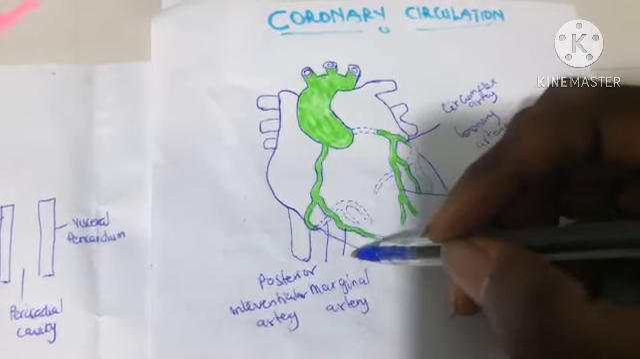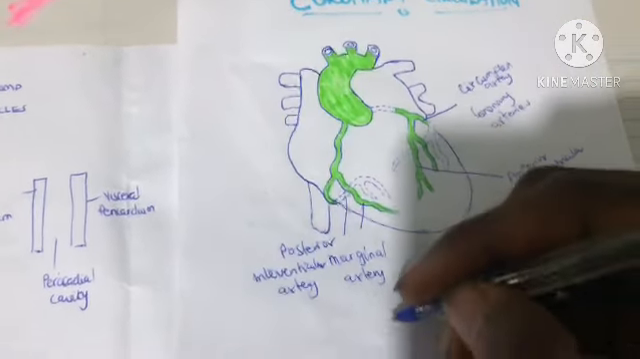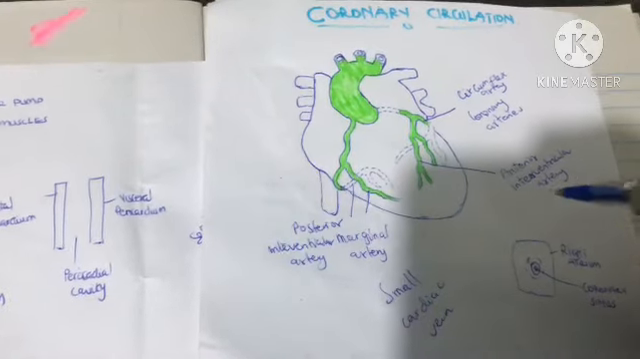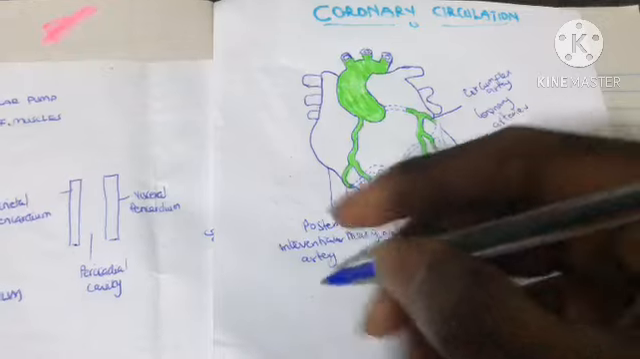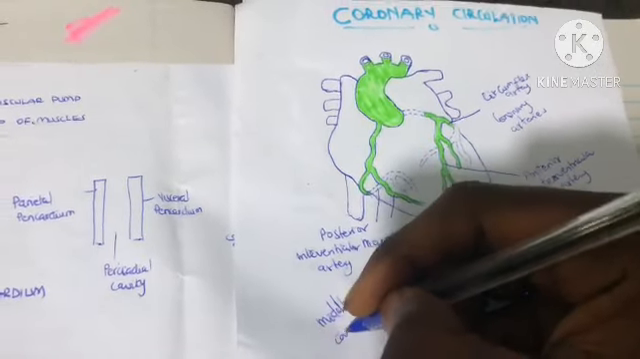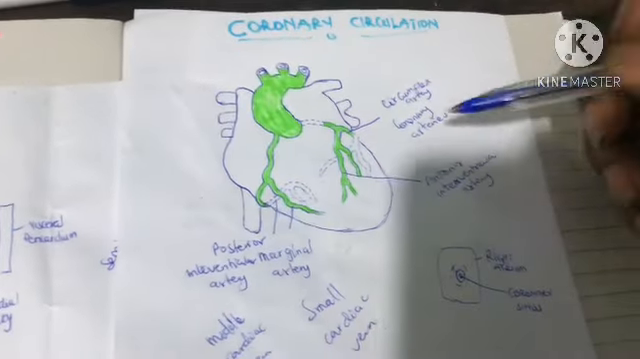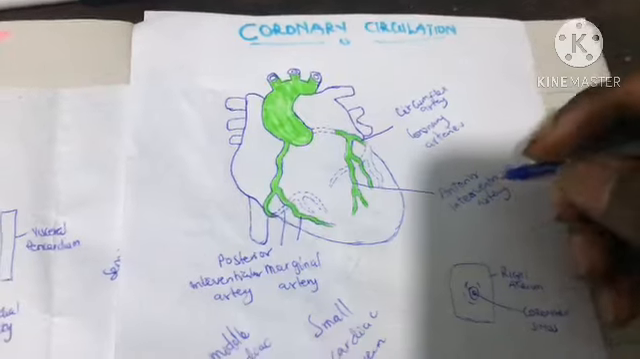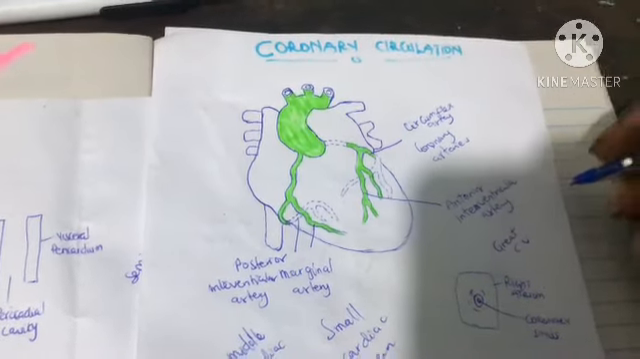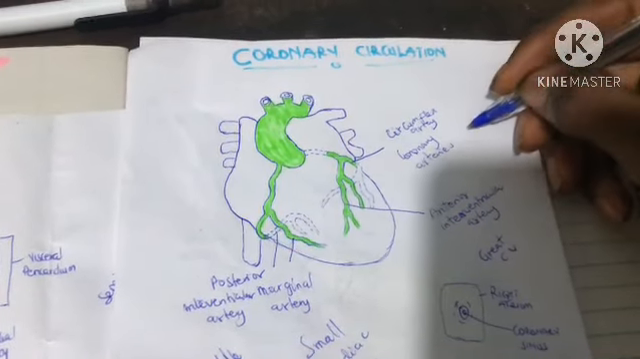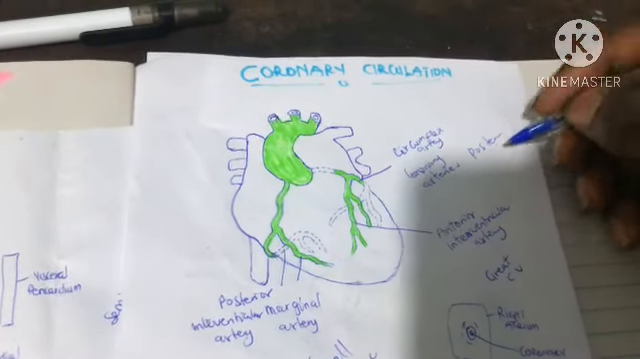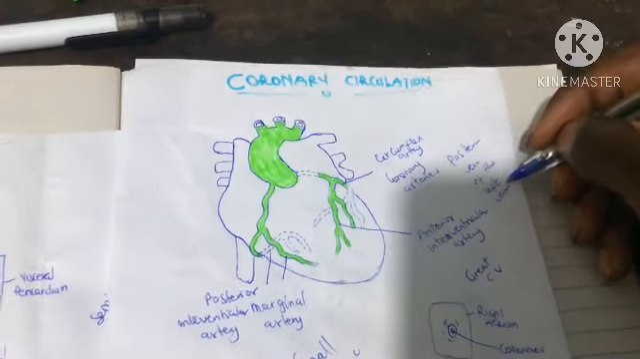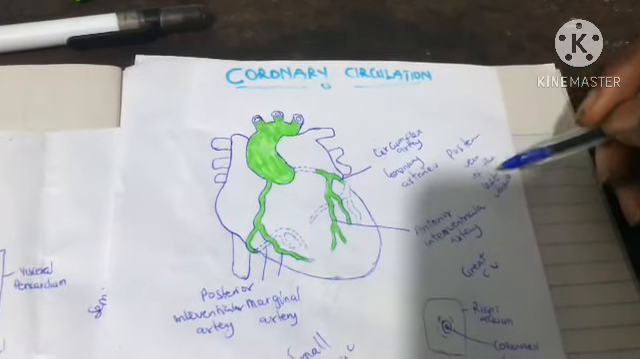So this marginal artery is connected to a certain vein called the small cardiac vein. And this posterior interventricular artery is connected to the middle cardiac vein. And when you look at the left coronary artery, let me talk about the anterior interventricular artery. It is connected to the great cardiac vein. And the circumflex artery is connected to the posterior vein of the left ventricle. You understand? So the circumflex artery is connected to the posterior vein of the left ventricle.